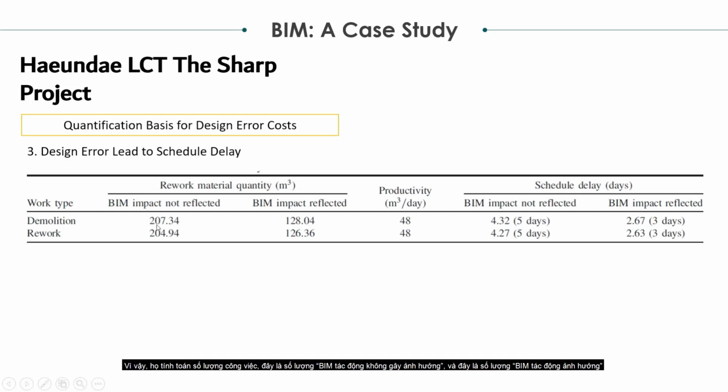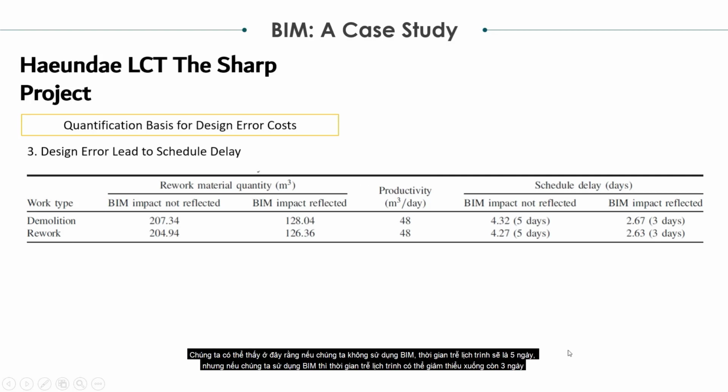So they calculate the quantity of the work. This is the quantity for the beam impact not reflected, and this is the quantity of the beam impact reflected. And then for the productivity per day, they assume 48 cubic meters per day for the demolition and rework. And this is the schedule delays. We can see here that if we do not use BIM, the schedule delay will be 5 days. But if we use BIM, the schedule delay can be minimized to 3 days.